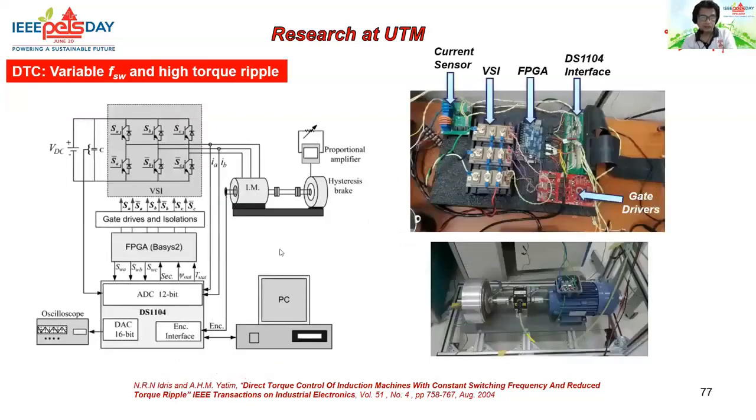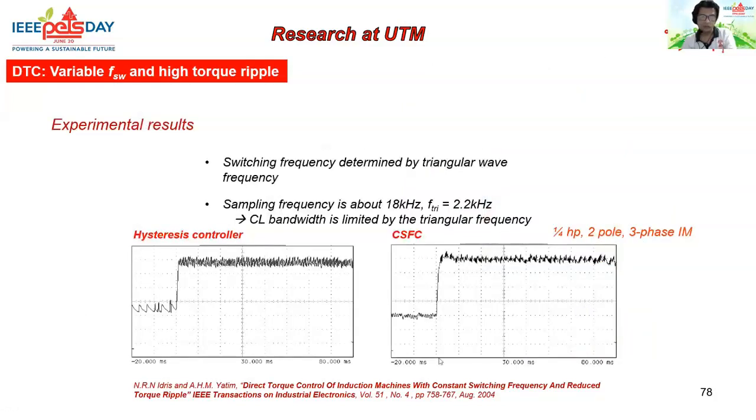All right, this is the implementation of the system. As you can see, this consists of the DS1104 or DS1103, and then we have the FPGA to implement the lookup table. We have the voltage source inverter there. This is the picture of the hardware, and this is the results.